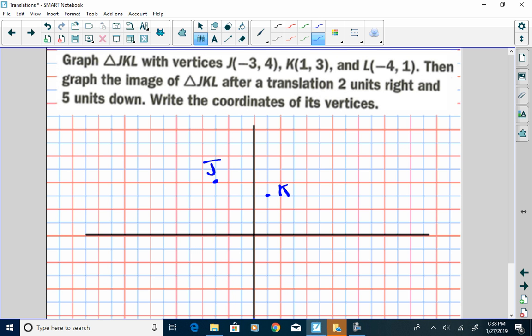Point L is located at -4 and 1. So I start at the origin and I count left 4. 1, 2, 3, 4. I'm going to go up 1 because y is positive. Put a point and label that L.